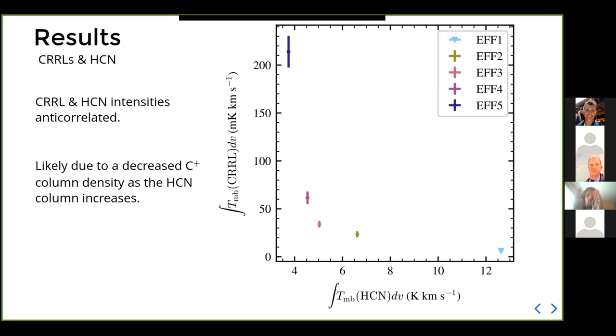And as you vary the properties of the gas and the incident radiation field, you will get more carbon layer and less HCN layer, or more HCN layer and less carbon layer. And we think that's what's driving this anticorrelation.